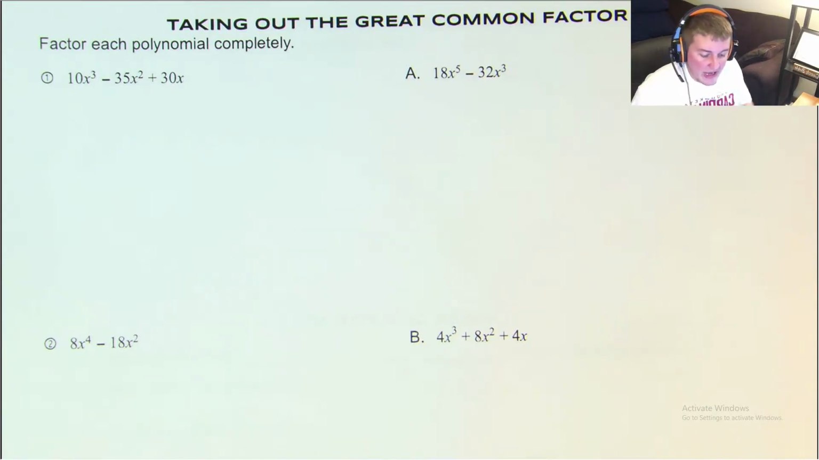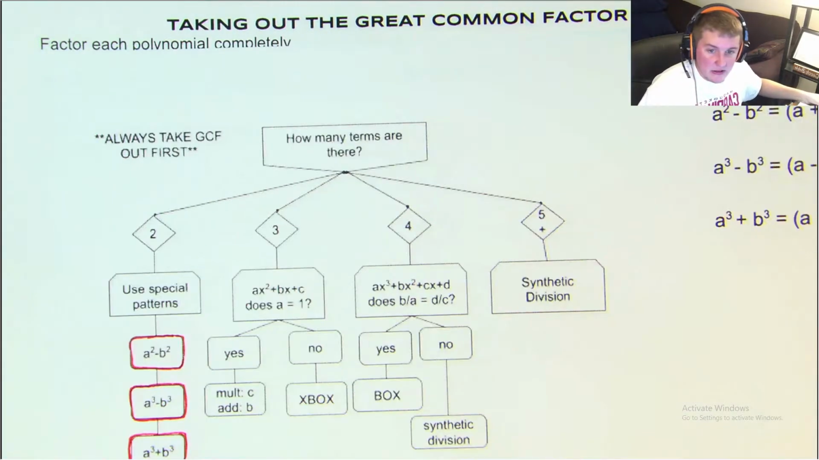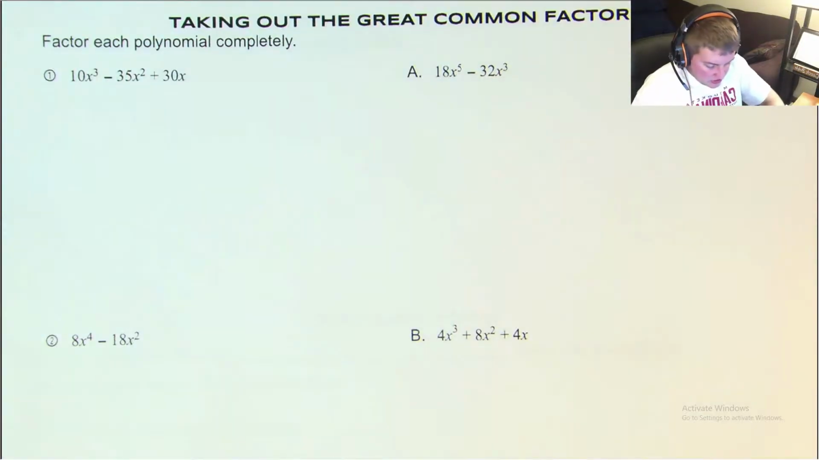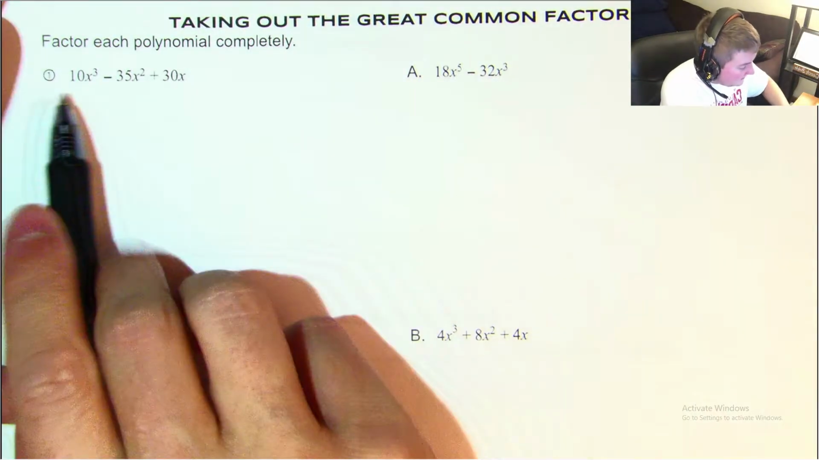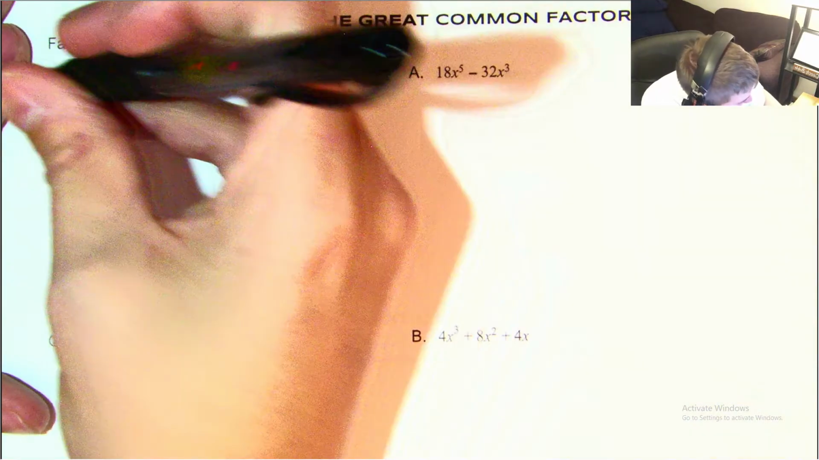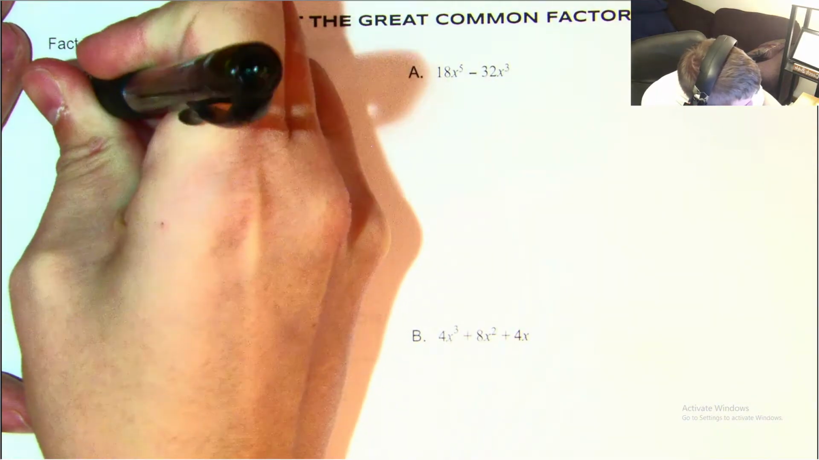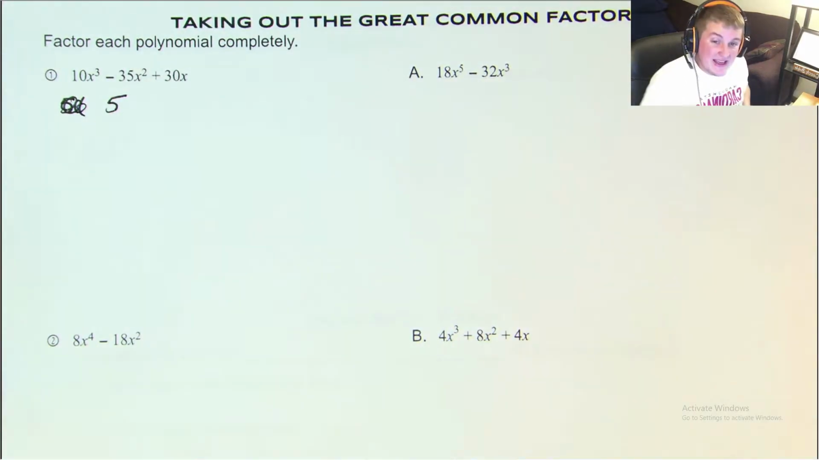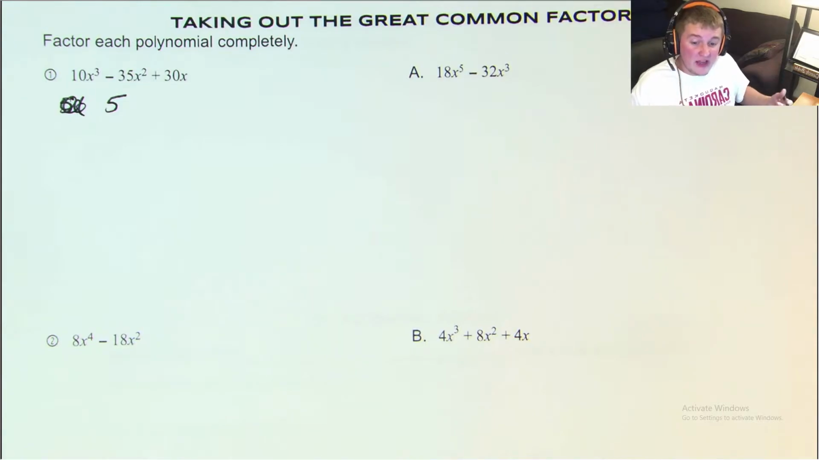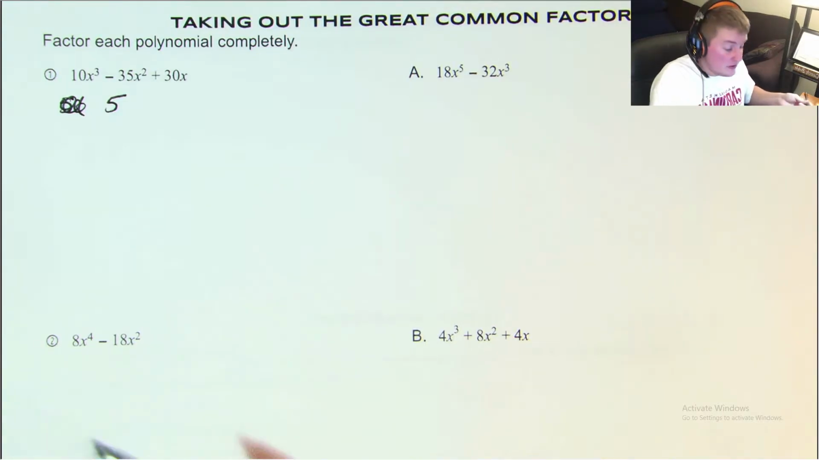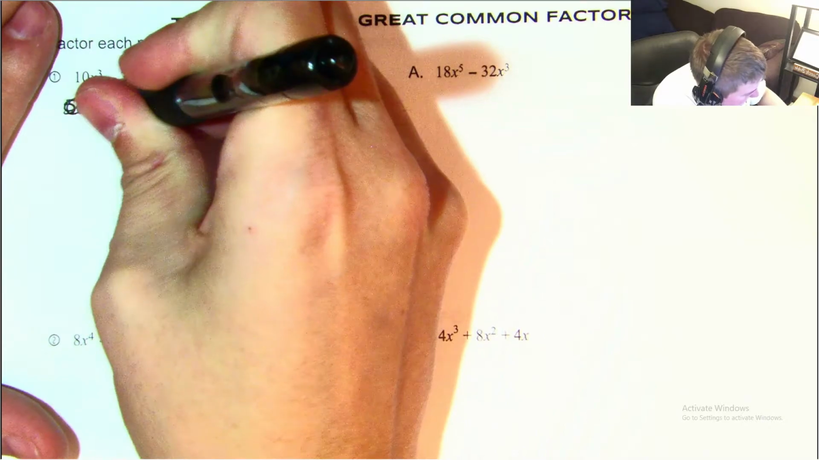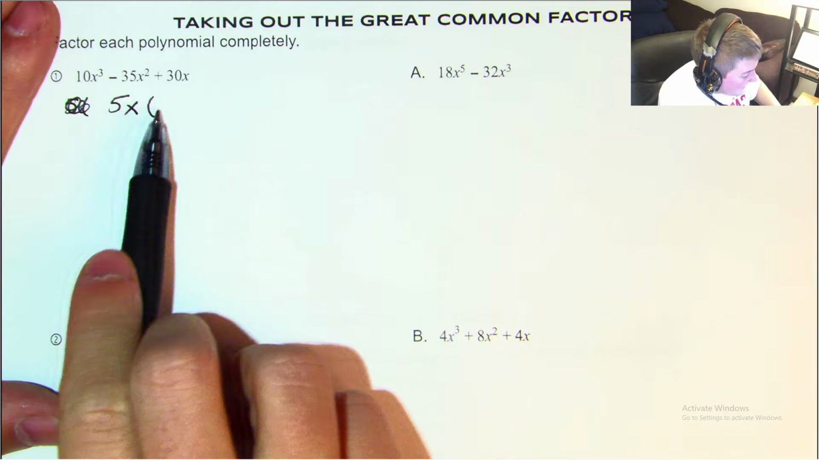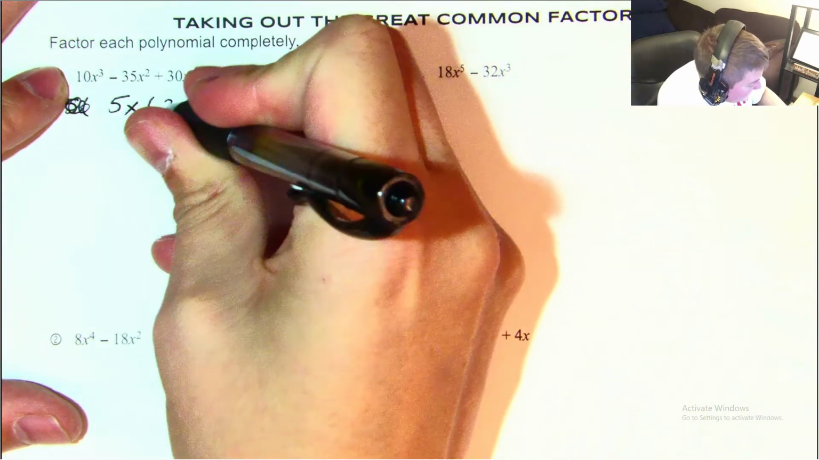As we check our sheet, it tells us to always take out the greatest common factor. So let's do that. We're looking for a value that divides evenly out of all of these. To me, 5 is the first thing that's jumping off this paper. But there's something else. They each have a common variable of x. So I can actually take a 5x out of each of these. If I take 5x out, I'm going to get 2x squared left over.